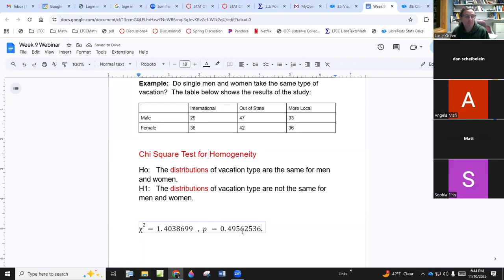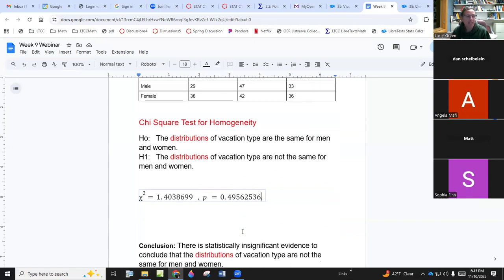So what do you think? What does this tell us to do at this point? What can we do now? Yeah, so now p is 0.4956 or so. That's bigger than any level of significance you'd ever want to use. So we fail to reject. And then we get to state the conclusion.